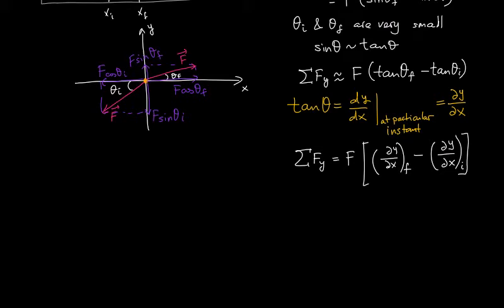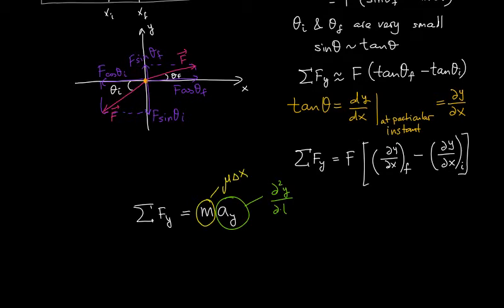Rewriting Newton's second law, the sum of the forces in y equals m a_y. Let's recall that with the linear mass density, m would be equal to mu times the length delta x. And a_y here would be equal to the second derivative of y with respect to t.